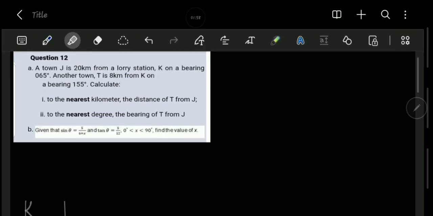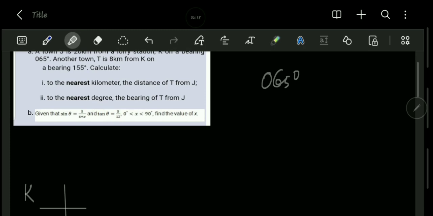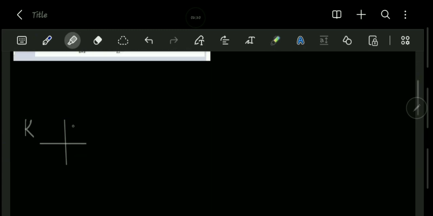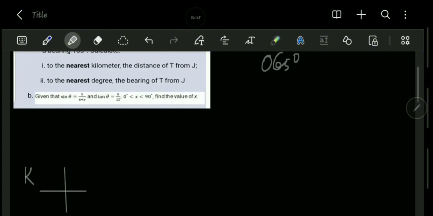They said the distance from the lorry station to that town is 20 kilometers on a bearing of 065 degrees. Now, be taking note of the bearing. If this is 065 degrees, we know that in a bearing we have 4 quadrants, and each quadrant is 90 degrees. So here is 90, here is 90, here is 90, here is 90. You will agree with me that this 65 degrees will be under the first quadrant.